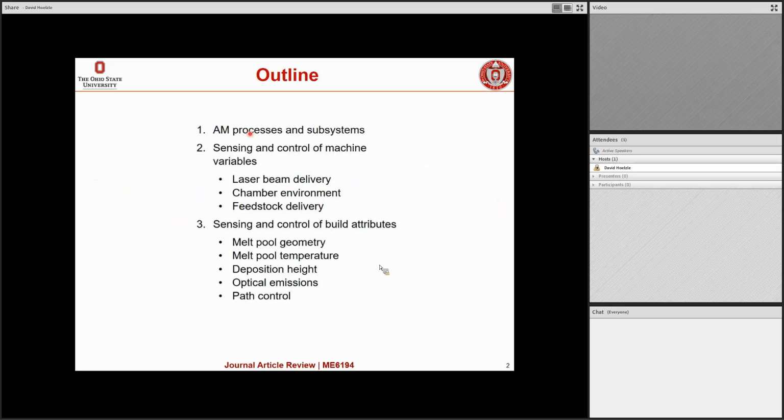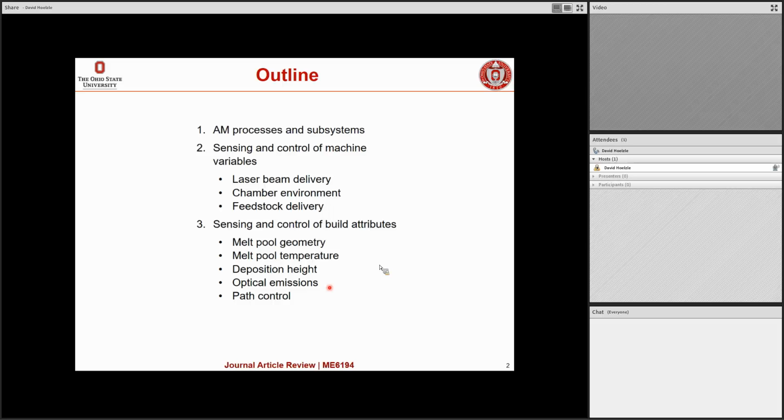The first is the AM processes and subsystems that have been mentioned in this class before, and chapter 2 is the sensing and control of the machine variables, including the laser beam delivery and chamber environment, and feedstock delivery. And the third chapter is the sensing and control of the build attributes. That includes the melt pool geometry and temperature, deposition head, optical emissions, and path control.